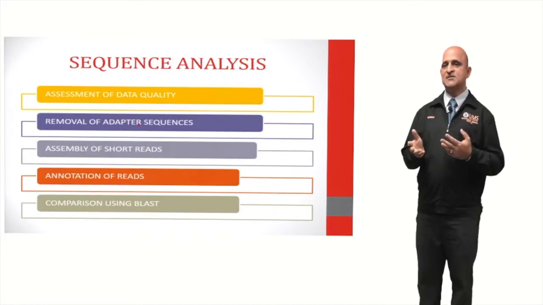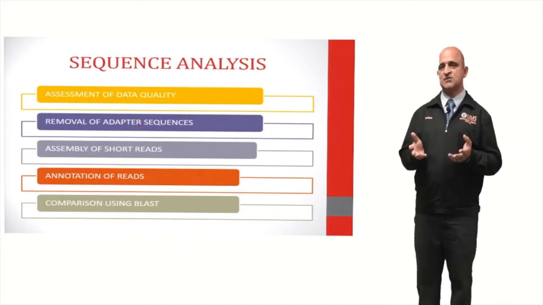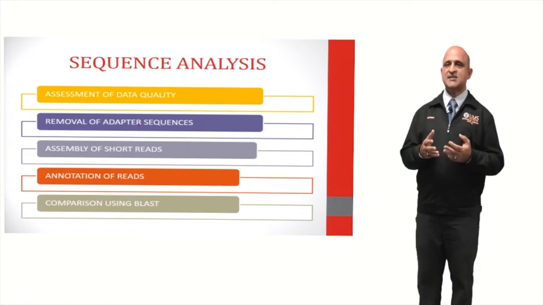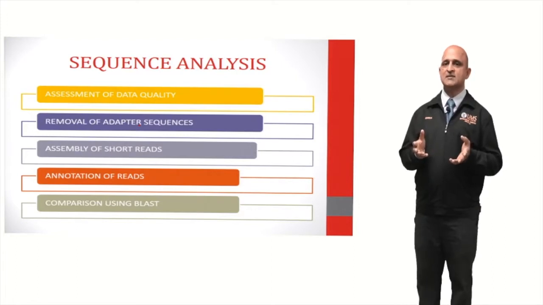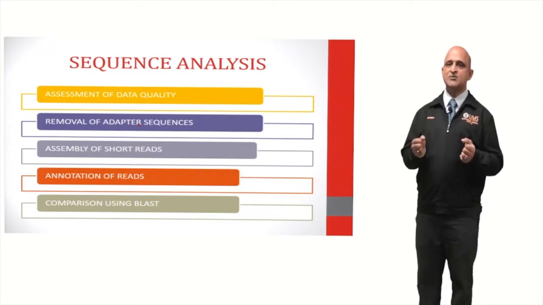The steps involved in sequence analysis are as follows. The first step involves the assessment of data quality. The second step involves the removal of adapters and tags. The third step involves the assembly of short reads. The fourth step involves annotation of reads. And finally, sequences which are assembled can be compared with available genomic data using the basic local alignment search tool algorithm commonly known as BLAST.